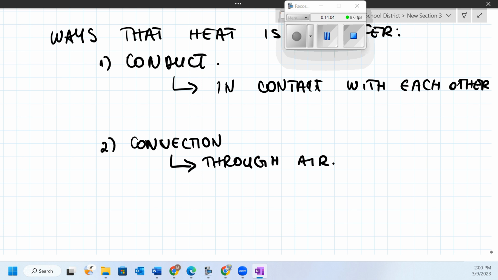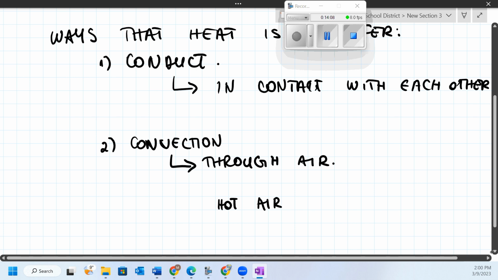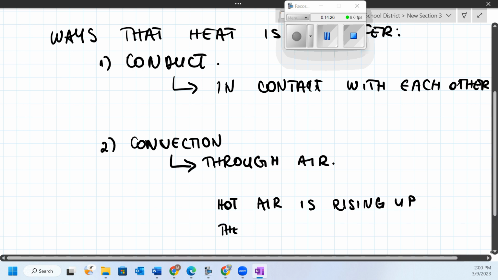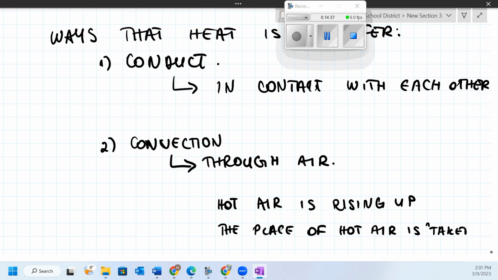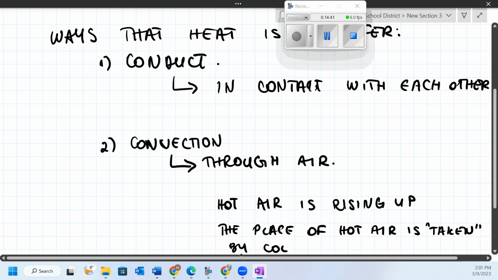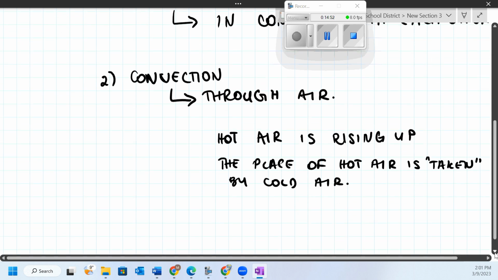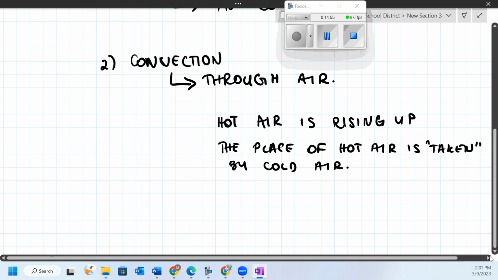So hot air is rising up, becoming less dense, and then the place of the hot air is taken by cold air. So then this circle is formed. The hot air is going up, and cold air is coming into the place where the hot air was.